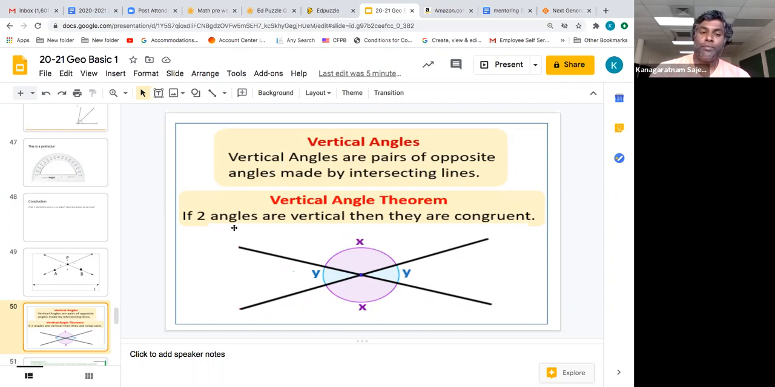There's a vertical angle theorem. If two angles are vertical, then they are congruent. Congruent also is a fancy word. It's basically saying exactly the same. So if you look at it, these two angles are exactly the same. If you cut this angle and put it on top of the other, it will fit exactly. So if two lines are intersecting in one point, then the vertical angles are congruent. Please understand this one and try to memorize it, because we will use this theorem a lot in geometry. All right.